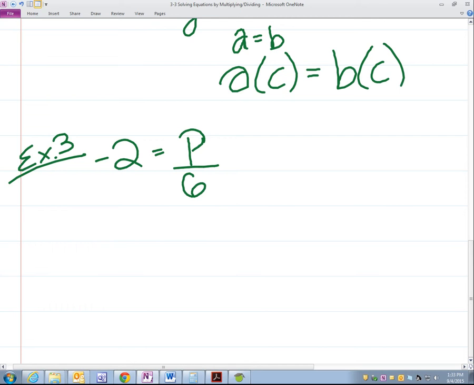Go ahead and do that one. See if you do or don't know how to do it. So go ahead and complete that one. Be sure to show every step. Every step you take.